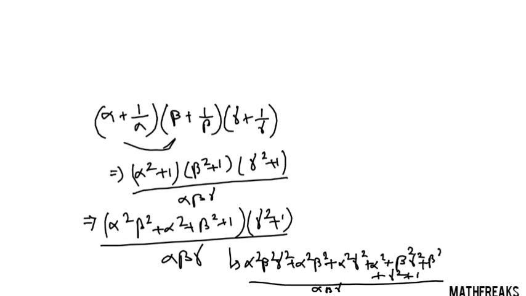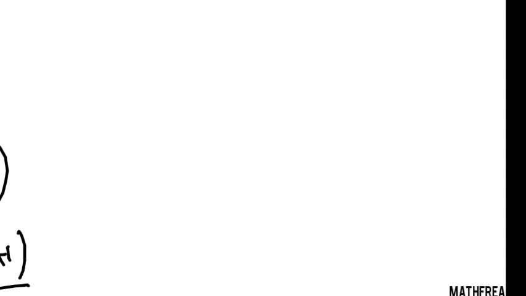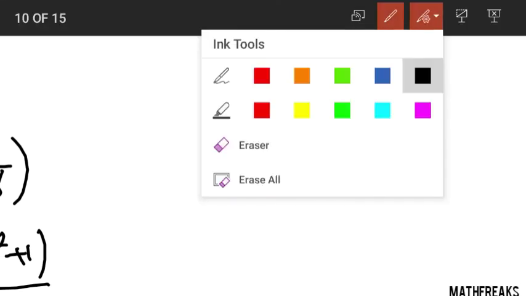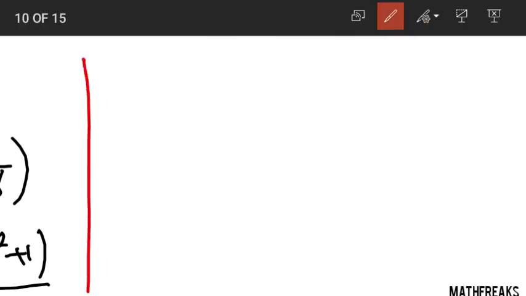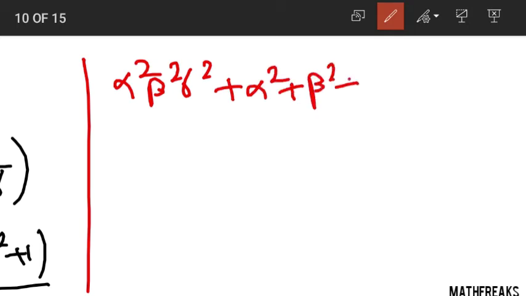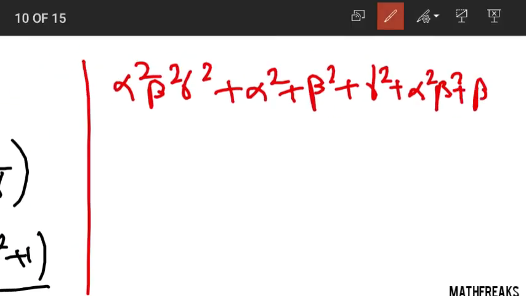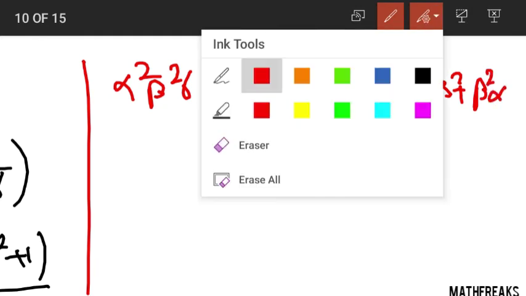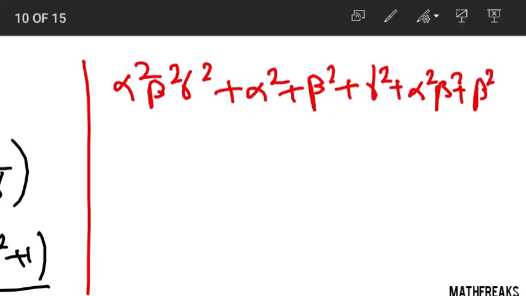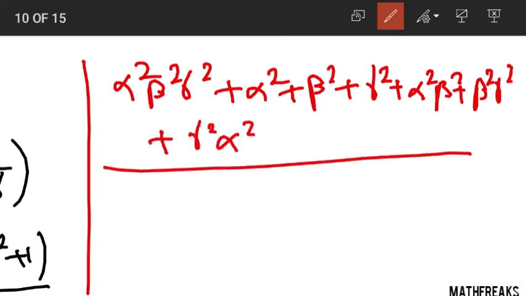Now let us try to simplify this one. Now this would be alpha square beta square gamma square plus alpha square plus beta square plus gamma square plus alpha square beta square plus beta square gamma square plus gamma square alpha square upon alpha beta gamma.